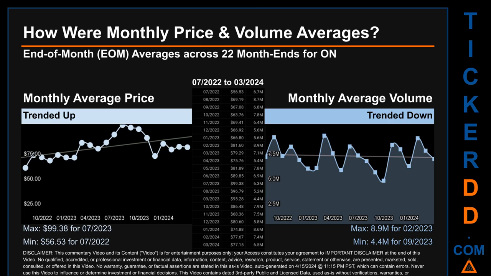The maximum end-of-month average price was $99.38 for 07/2023 while the minimum was $56.53 for 07/2022. Looking at volume, 02/2023 and 09/2023 respectively saw the highest and lowest monthly average volume at 8.9 million and 4.4 million.